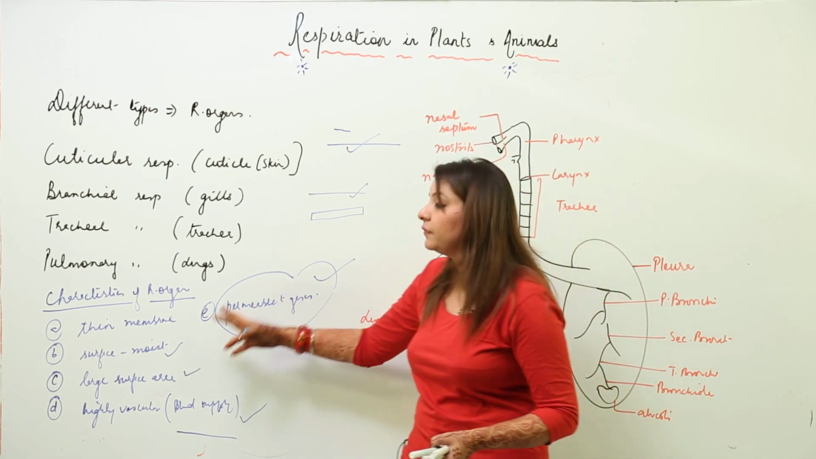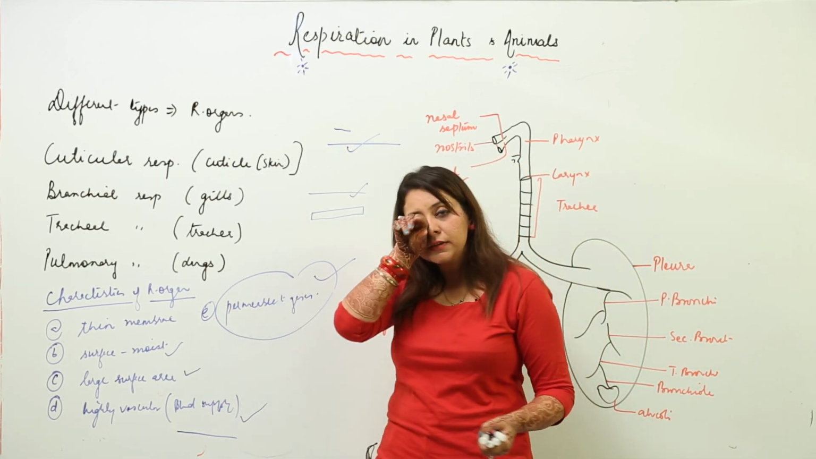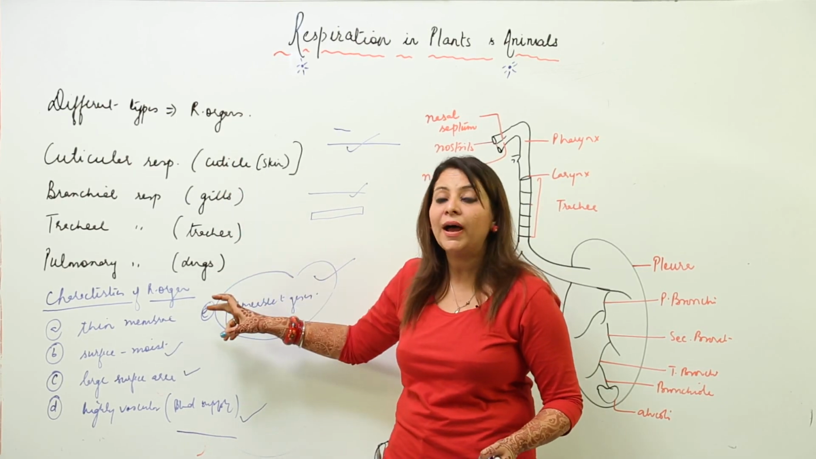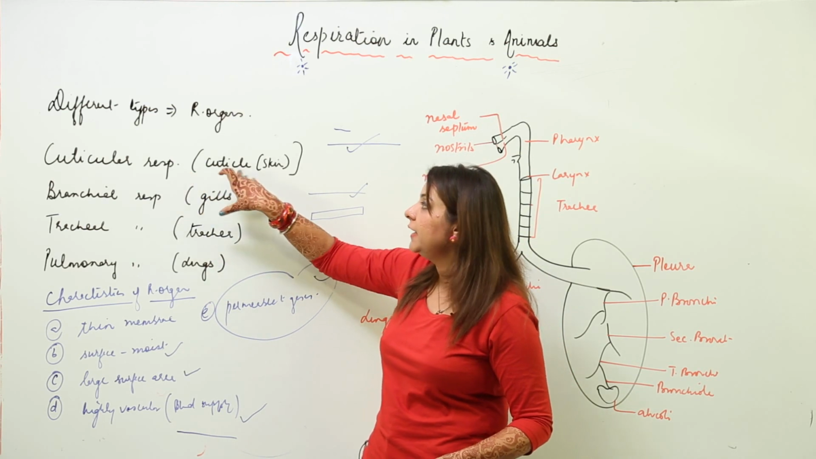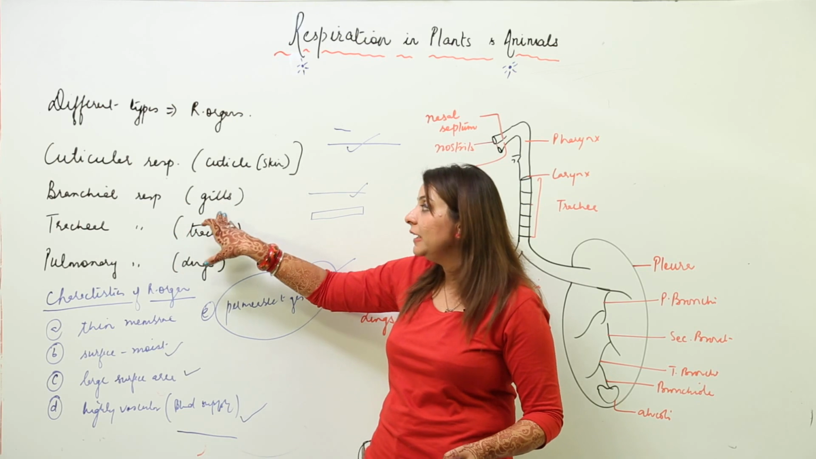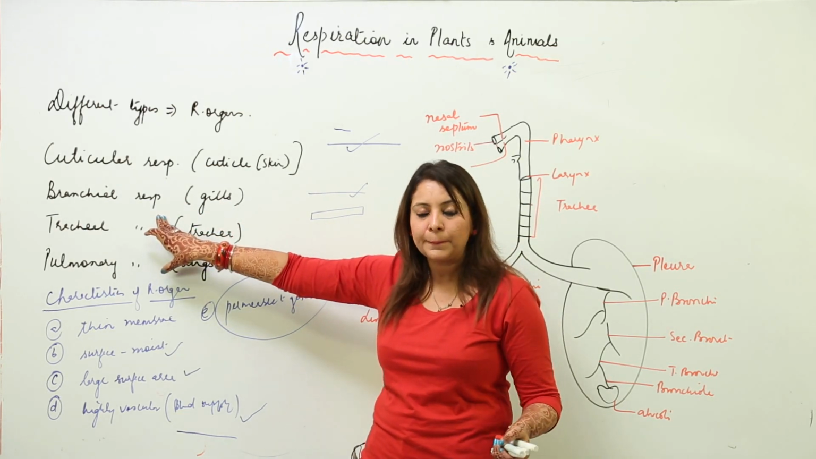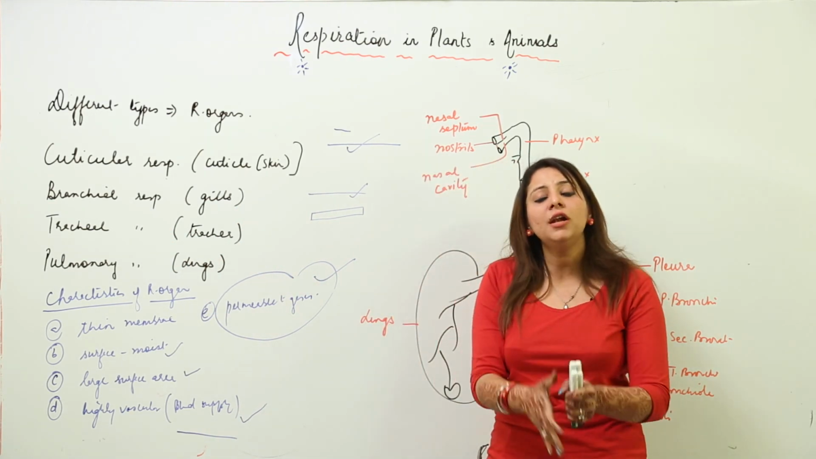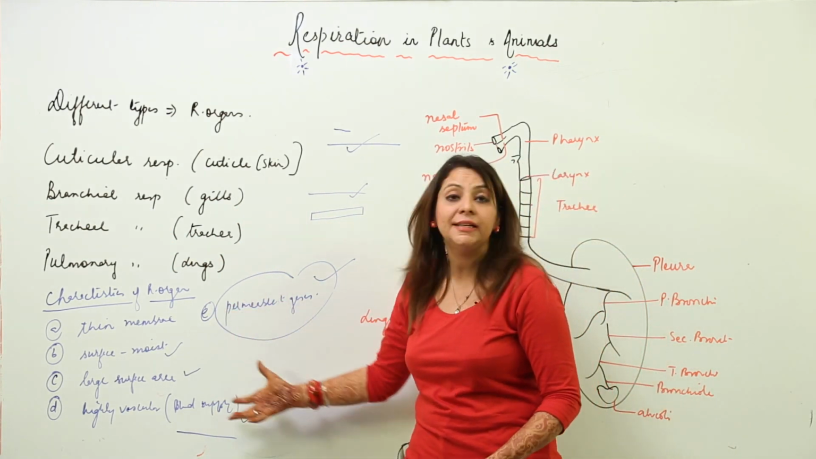So these are the 5 factors which are the characteristics of the respiratory organs, and these characters are fulfilled by these organs. That is why skin is acting as an organ for respiration in many organisms. Gills are acting as a respiratory organ, and so on. So that means these organs are all efficient because they possess these 5 features.